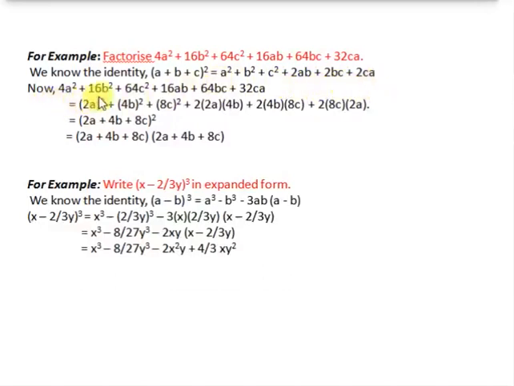So here, 4a² + 16b² + 64c² + 16ab + 64bc + 32ca can be rearranged as follows. 4a² can be written as (2a)², 16b² can be written as (4b)², 64c² can be written as (8c)², plus this 16ab can be broken as 2 into 2a into 4b, 64bc can be written as 2 into 4b into 8c, 32ca can be broken as 2 into 8c into 2a. While breaking 16ab, 64bc and 32ca, be careful with these values of a, b and c we have written here. These three terms should be involved while breaking this.